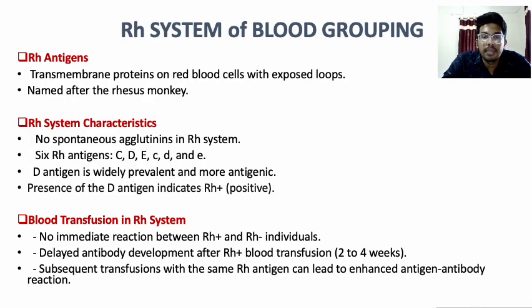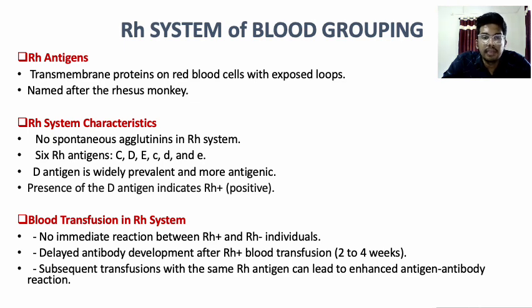Next is the Rh system of blood grouping. Why is it called Rh? The Rh system is named after the rhesus monkey from which it was identified. This Rh is the reason why your blood is called positive or negative. The majority of human beings are positive, so a person might be A positive, B positive, or O positive. Only in very rare cases are human beings negative. So the presence of the Rh antigen makes them positive or negative.